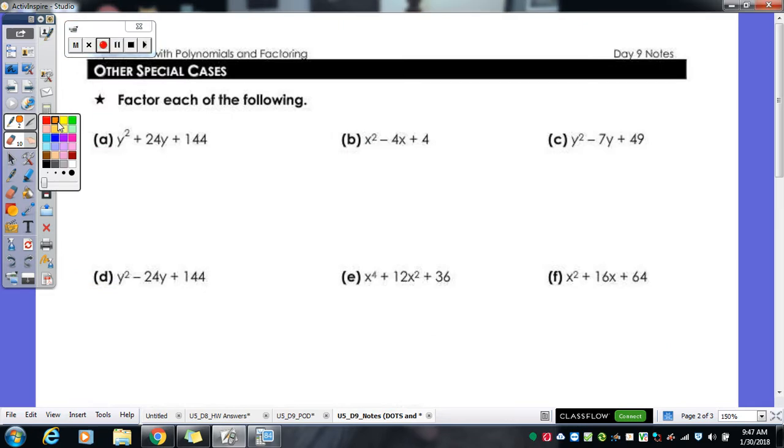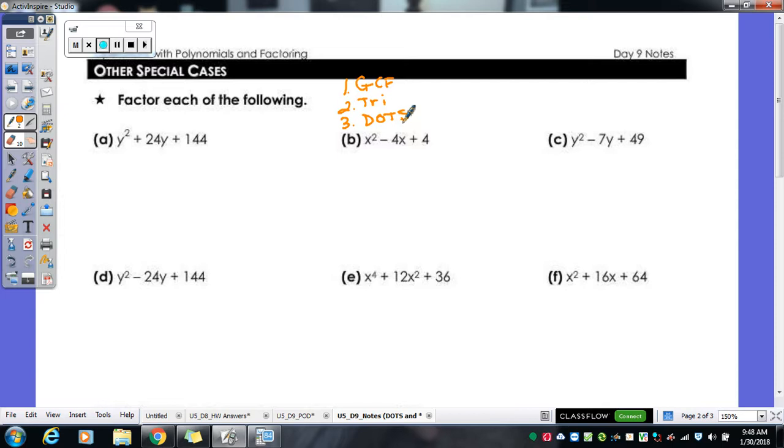So then we do have some other special cases that we're going to be going through today. So if we look here at these next ones we're going to factor. Let's look at letter A. Again, we're going to go through our order. If you need to, write your order up here. Look for a GCF. Look for a trinomial. If it's not a trinomial, then it's probably going to be dots. So that's always the order. GCF, trinomial, dots. That's why I taught them in that order.